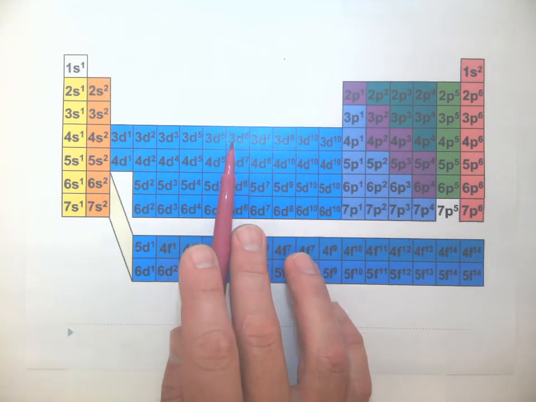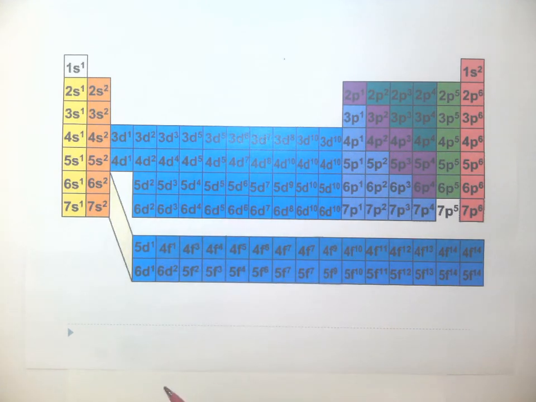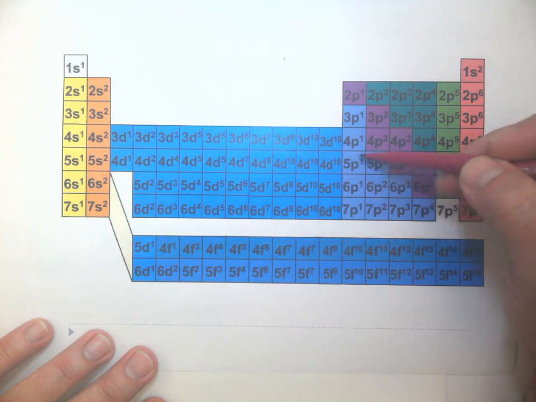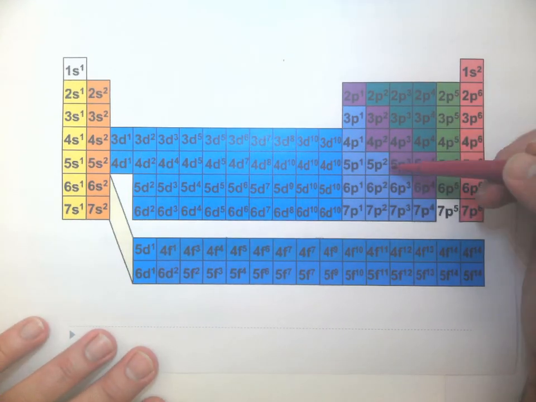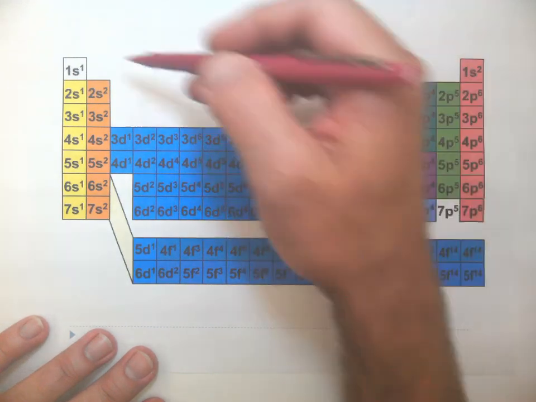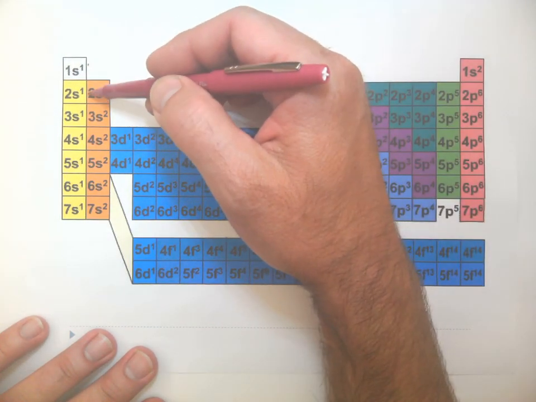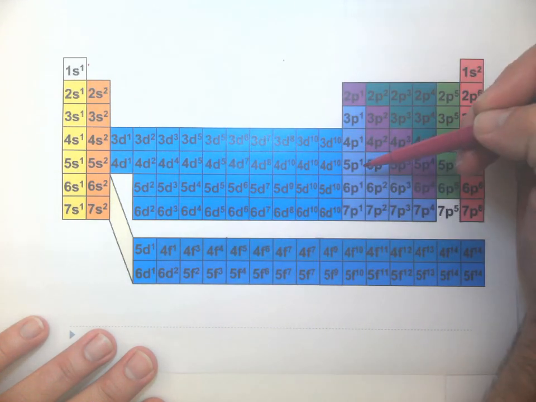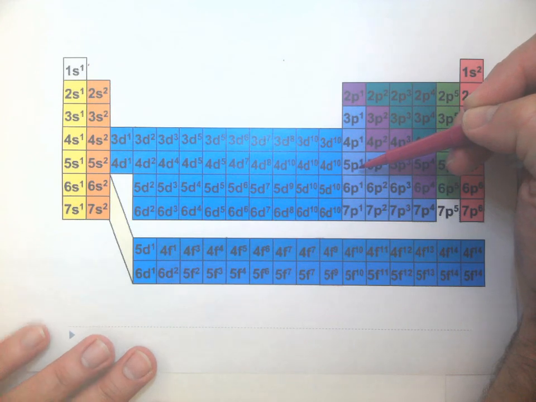So on the other hand, you can actually predict a configuration based on its spot on the periodic table. So if I were to pick, for example, indium, this one, I already know based on its location on the periodic table, 5th row down, P block, 1 column in, that its configuration is going to start at 1s2 and then 2s2 and 2p6 and work all the way up to 5p1, and that's where it's going to stop because that's where it lives on the periodic table.